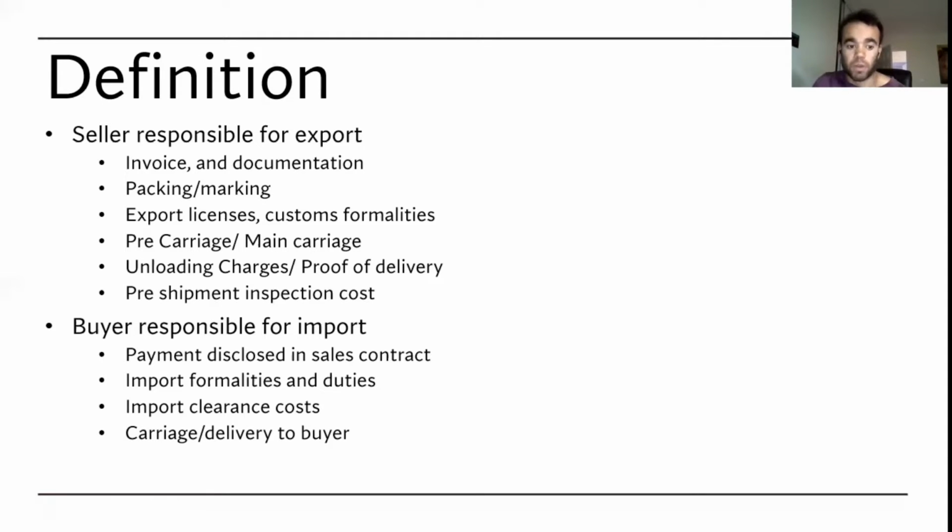They're also responsible for any import formalities or duties on the import, so any taxes, or if there are any problems that import customs are having, the buyer will be responsible to pay any fees associated with that. They're also responsible for import clearance costs, and finally responsible for carriage and delivery to the buyer.